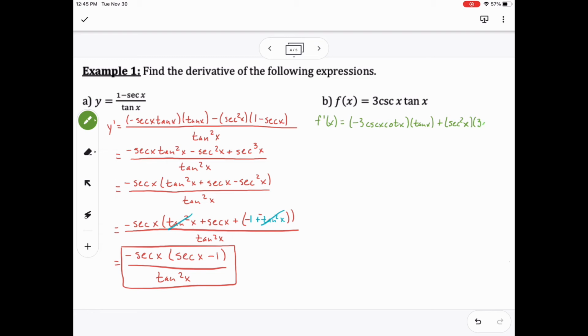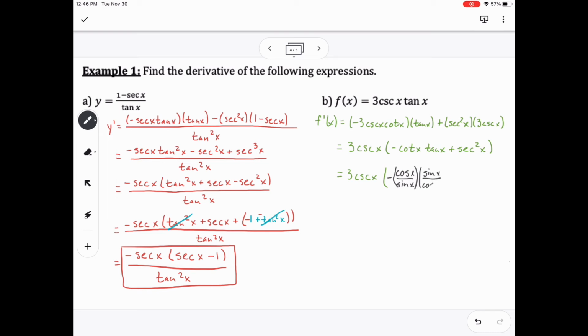I used it with cosecant, so that's how I got negative 3 cosecant times cotangent, and then times tangent plus the derivative of tangent, which is secant squared, times 3 cosecant. Then from there, I'm just factoring out what I see or what they have in common. So I see that they have a 3 cosecant in common, so that leaves me with negative cotangent times tangent plus secant squared.